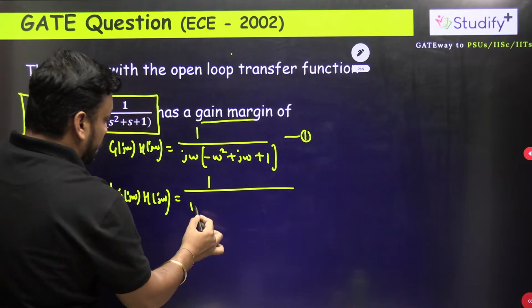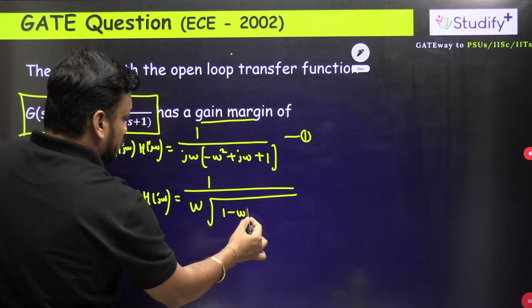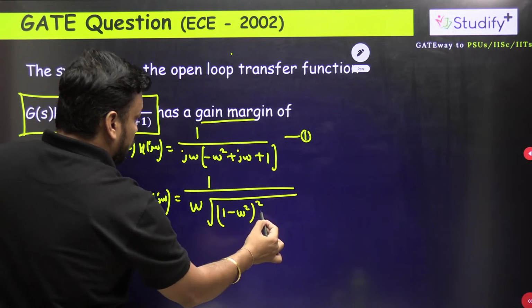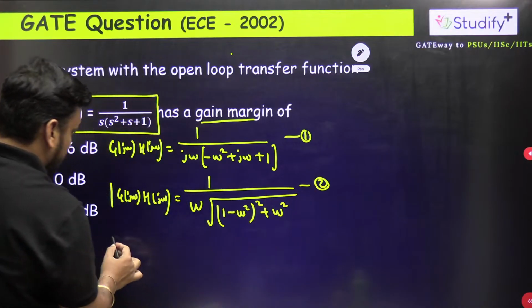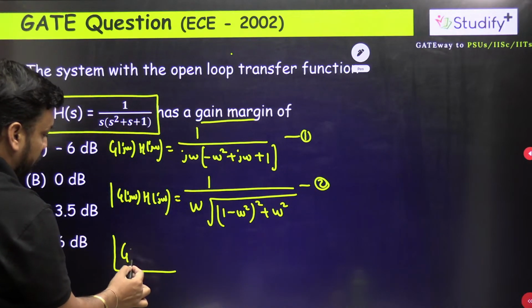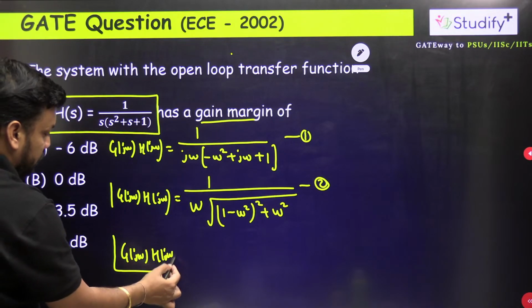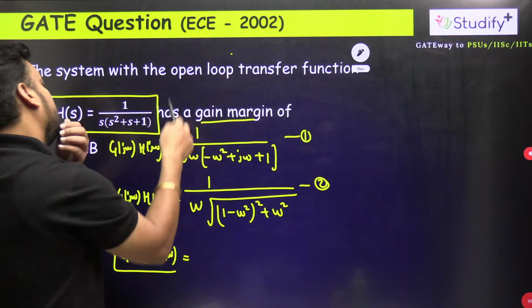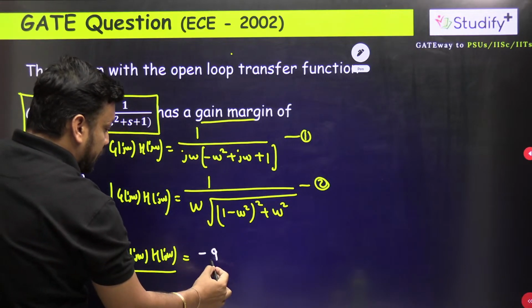1 upon omega under root of real part square plus imaginary part square. So 1 minus omega square whole square plus omega square. Is it my equation number 2? And the equation number 3 is nothing but the angle of G(j omega) H(j omega). What is the angle of this? 1, 0. What is the angle of j omega? It is minus 90 degree.